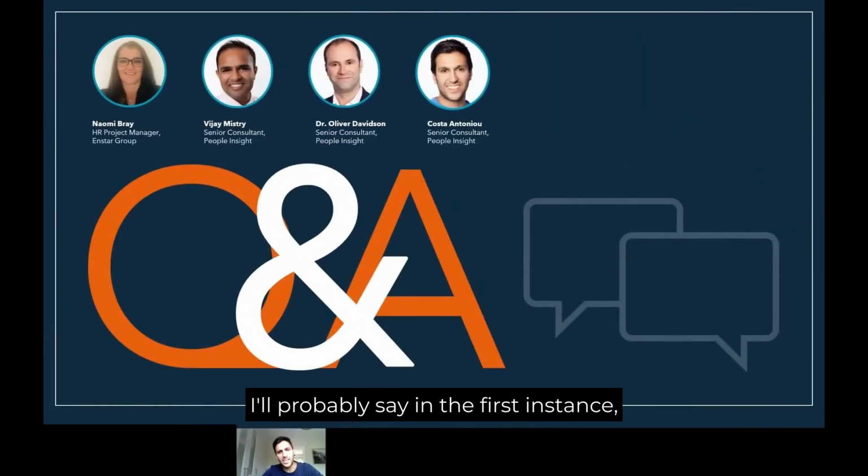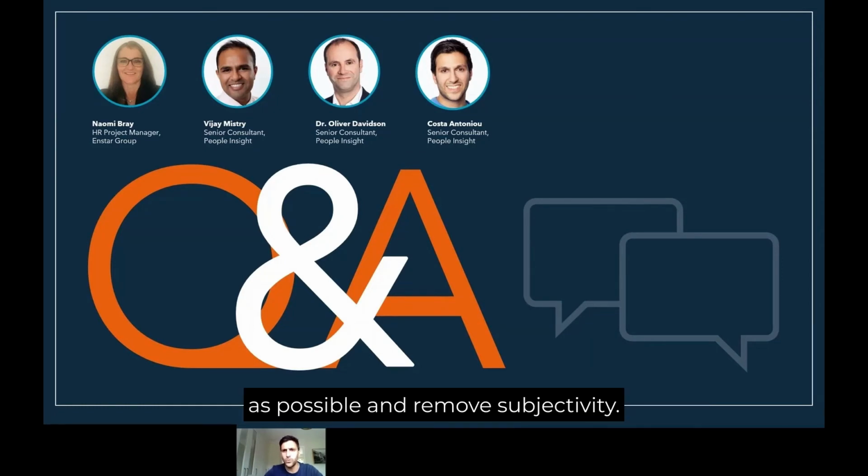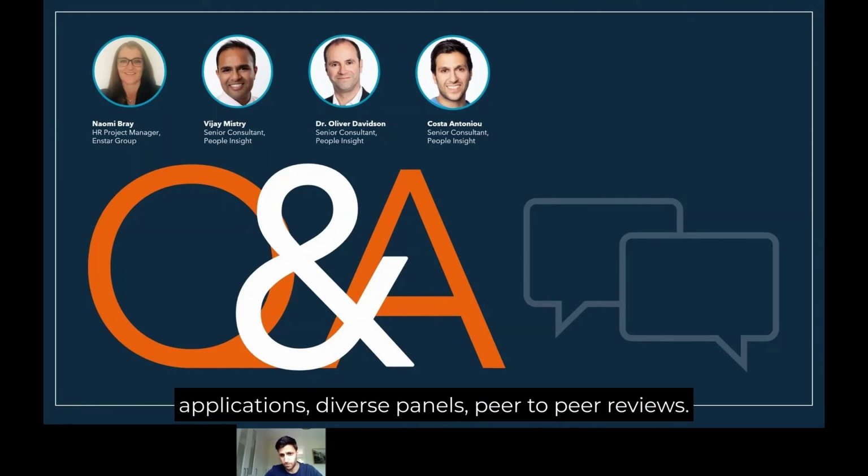I'll probably say in the first instance, it's about getting your processes right. So recruitment and promotional processes or learning opportunity processes to inject as much objectivity as possible and remove subjectivity. So creating that fairer playing field. So that could include things like blind sifting for applications, diverse panels, peer-to-peer reviews.